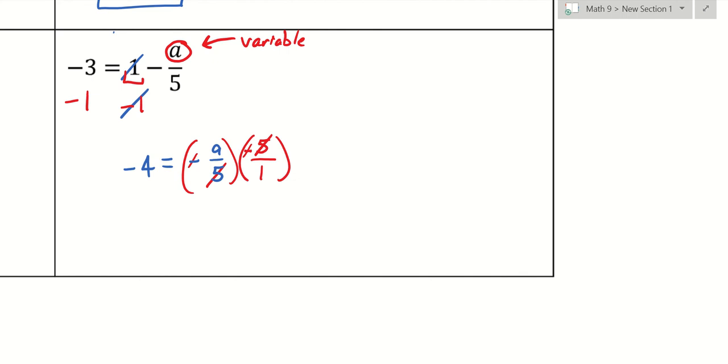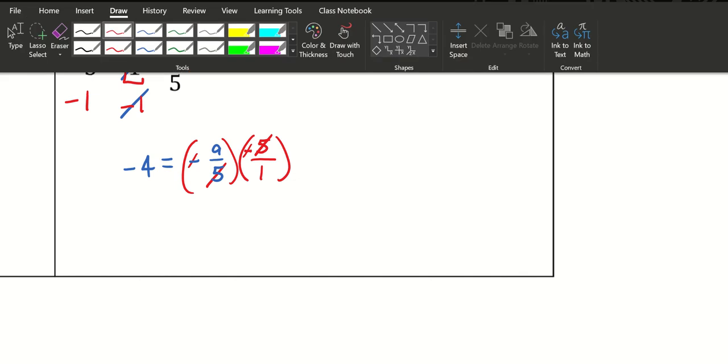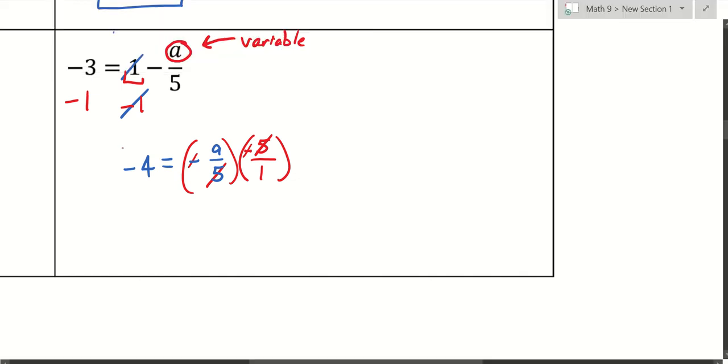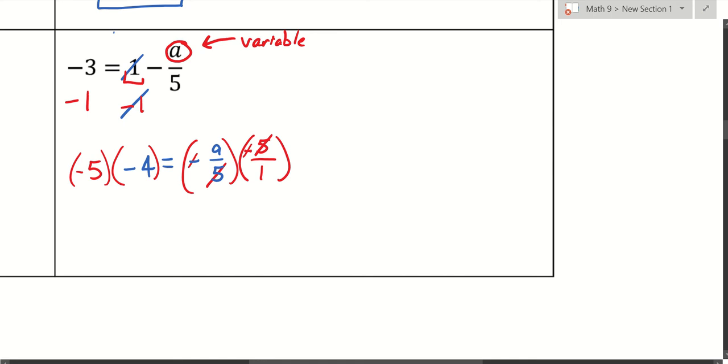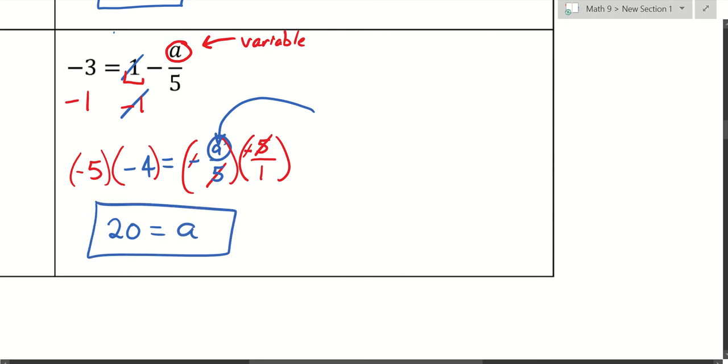Well, I can now simplify my left-hand side by performing that same operation, that same action. What action did I perform on my right-hand side? I multiplied by 5, but not just 5 actually, -5. Okay, so I'm going to rewrite my statement. After all is said and done here, I have -5 times -4, that's +20. And then what's left on my right-hand side? Well, this is all that's left. And here I have my solution. A is equal to 20.